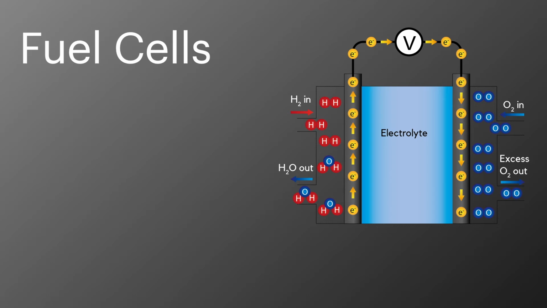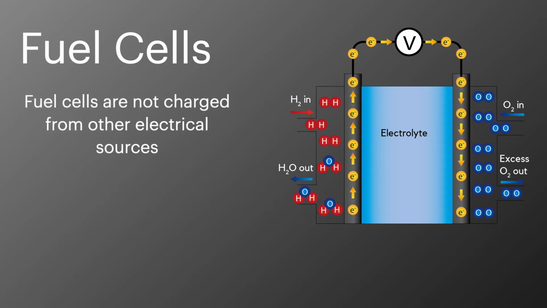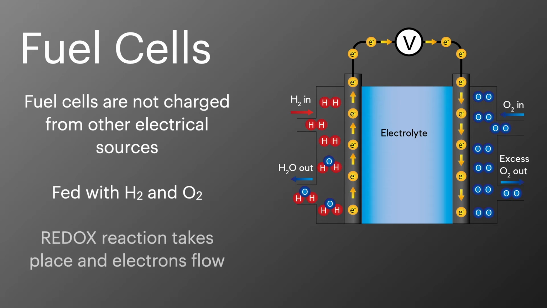They're a little bit different to other cells. Unlike rechargeable cells, they are not charged up from electrical sources. Unlike non-rechargeable cells, they don't hold all their reactants with them, but they are continually fed with hydrogen and oxygen. The electrolyte in the middle facilitates a redox reaction and electrons can flow around the circuit. There are many types of fuel cells, but for our A-level we're going to be familiar with the oxygen and hydrogen fuel cells. These can work in both alkali conditions and acid conditions.